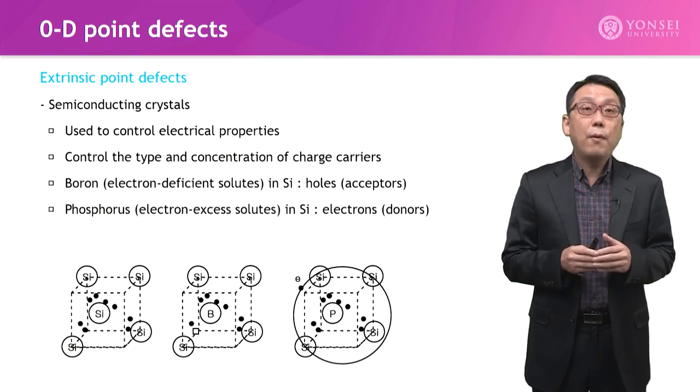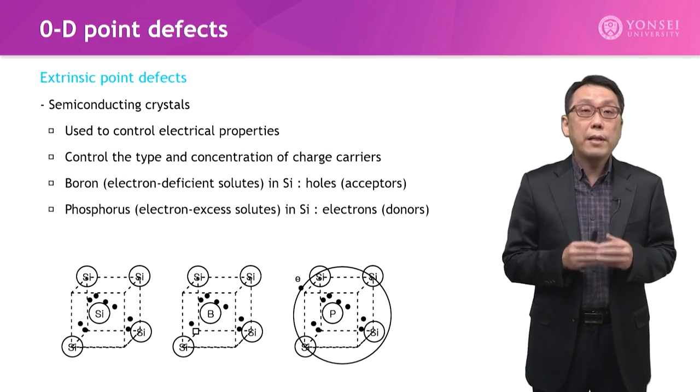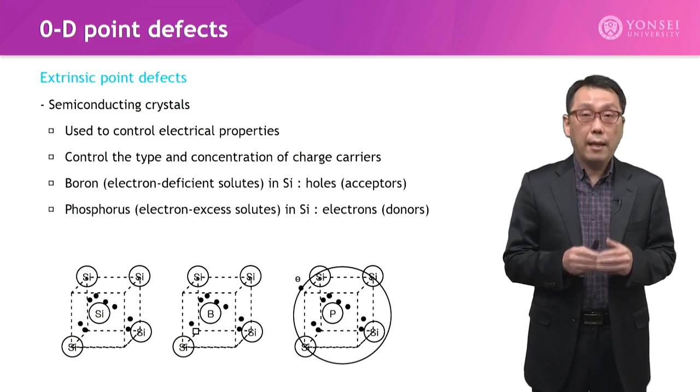This extrinsic point defect can be used to control electrical properties of semiconducting crystals. They can control the type and concentration of charge carriers. For example, boron, an electron-deficient solute in silicon, makes holes. And phosphorus, an electron-excess solute in silicon, makes electrons.